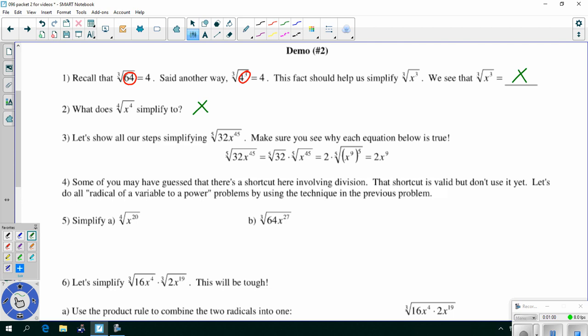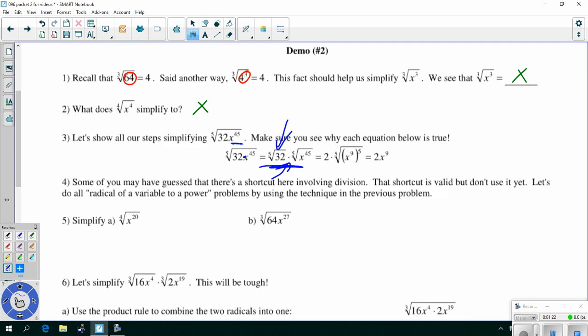So let's show all of our steps in simplifying the 5th root of 32x to the 45th. Make sure we see why each equation below is true. Okay, so first thing we're going to do is separate this thing. There's a numerical part and there's a variable part, and we're going to split that up into two radicals. Remember, there's an implied multiplication in here, and so our product rule says you can split into 2.